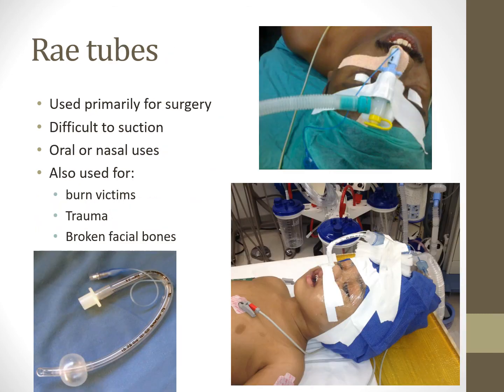Ray tubes. Ray tubes are awesome because they allow us to ventilate patients that have jaw issues, and they're mostly used in surgery and stuff like that. So that's going to be the primary place. If someone asks for a ray tube, odds are the OR has it.